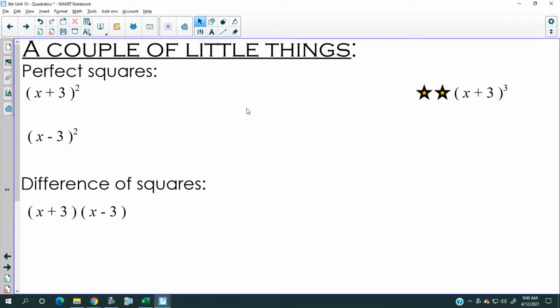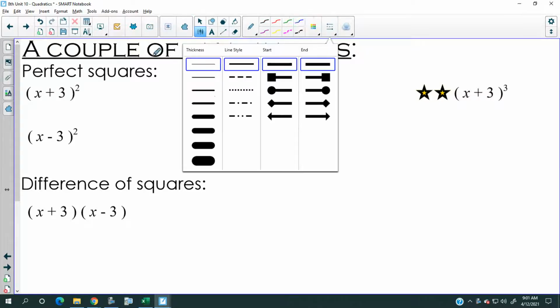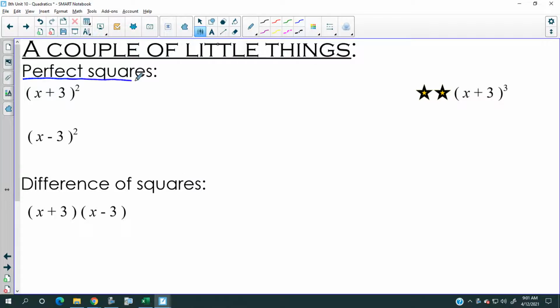Okay, first of all, before we even start, I want to bring two little things to your attention, mostly just the naming convention, so that later on in the unit when we use this again, we all know what we're talking about. The first thing is the idea of perfect squares. I'll give you two examples. First is something like x plus 3 to the second power.